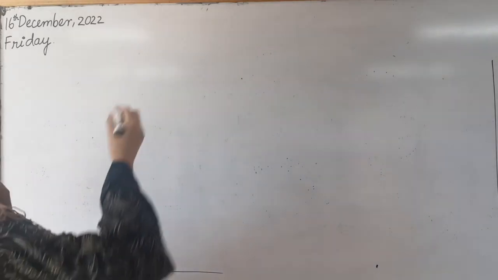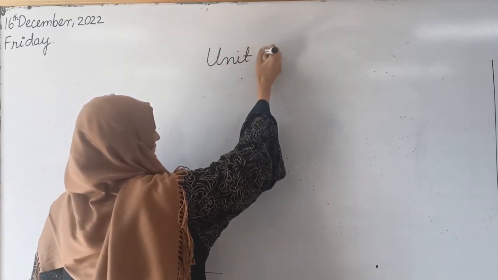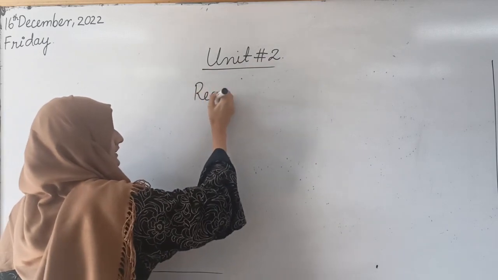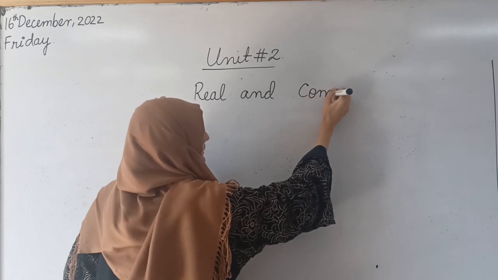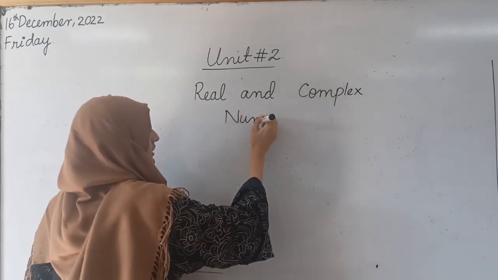As you all know, today is 16th of December 2022 and the day is Friday, and due to smog we are at home and this is your maths lesson. Yesterday we learned about unit number 2, and the name of the unit is real and complex numbers. Real and complex numbers.